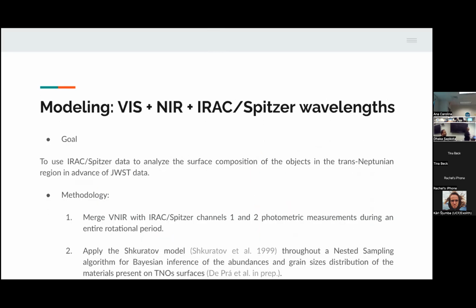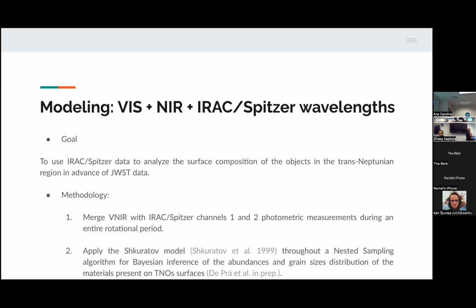So my goal, a little bit of my work, is to merge visible, infrared, and IRAC photometric data to try to model the surface composition of the trans-Neptunian objects. It's already work in advance of JWST data, because JWST data will cover all those wavelengths, and for now the only way that we have to access the information at those wavelengths is this way. So that was a little bit of my job.